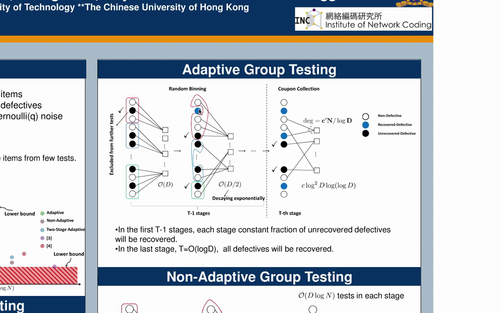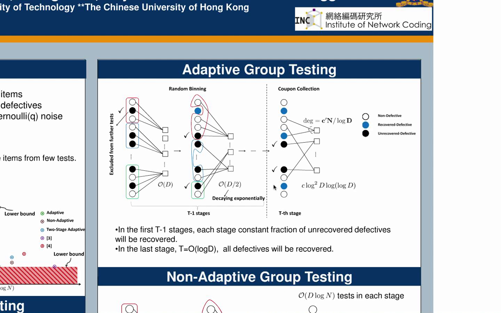Now in the second stage, we can exclude the defectives that have already been decoded, and then partition the remaining defectives into many sets, and the number of sets depends on the number of unrecovered defectives in the second stage. And finally, we can repeat this procedure log t times, so that finally we can recover all the defectives.